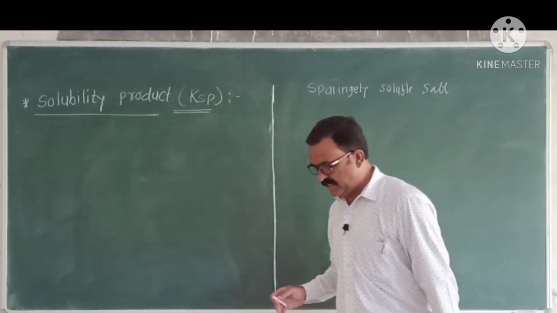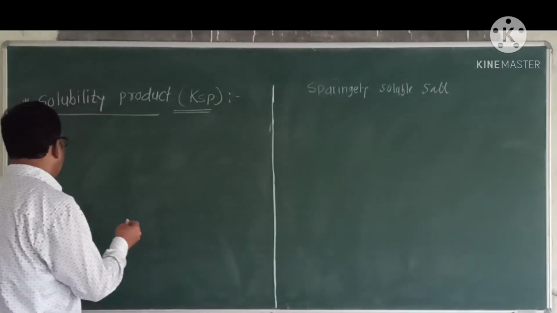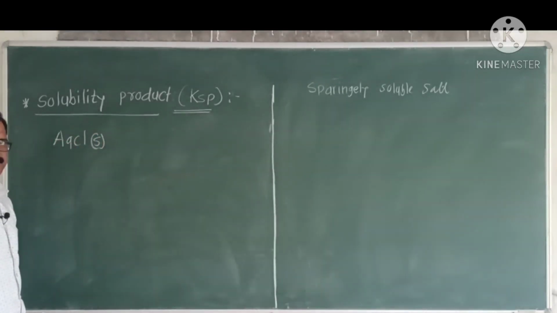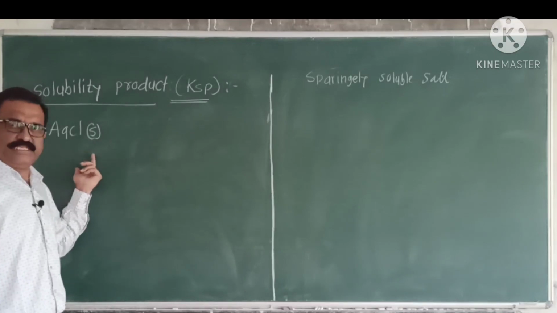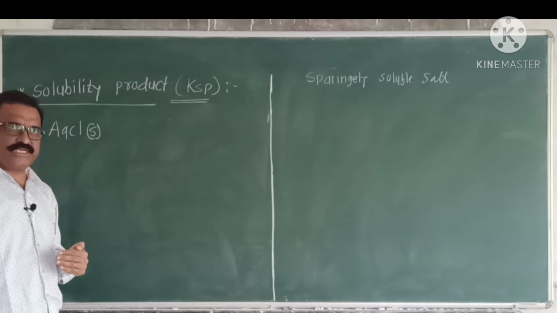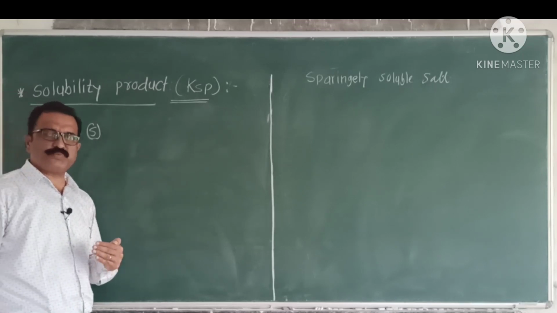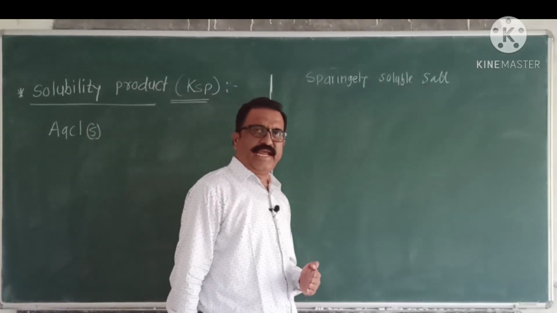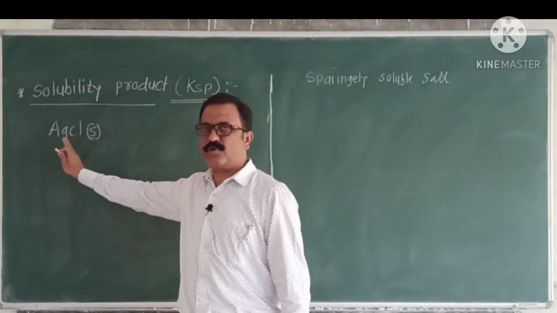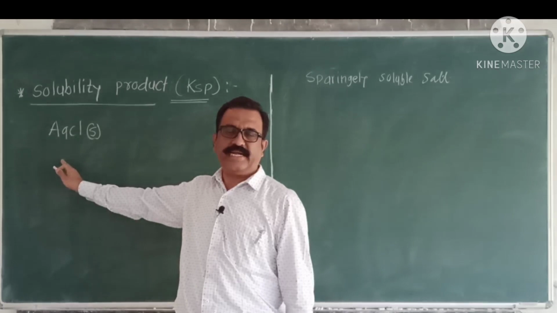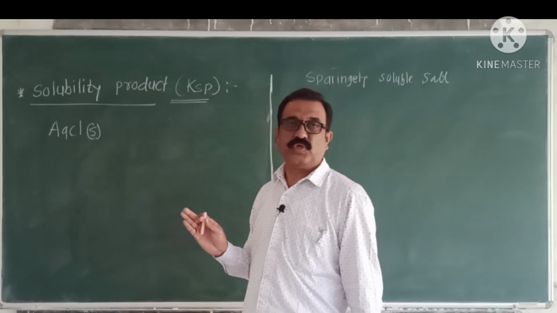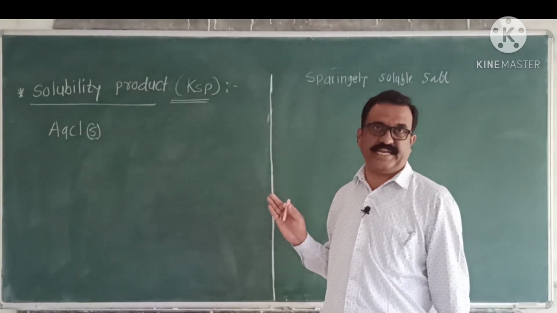For example, consider silver chloride AgCl, which is present in a solid state. A silver chloride is a sparingly soluble salt, means it dissolves to a very small extent, gives Ag plus and Cl minus ions, while the major portion of silver chloride remains in a solid state. That is, it dissolves to a very small extent.